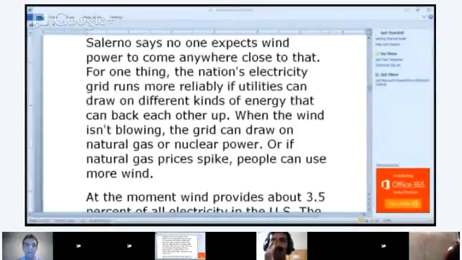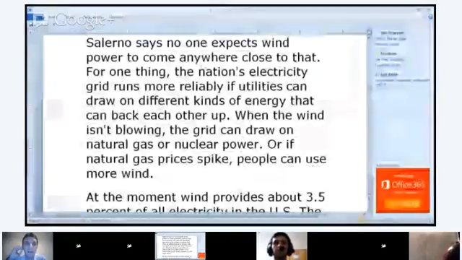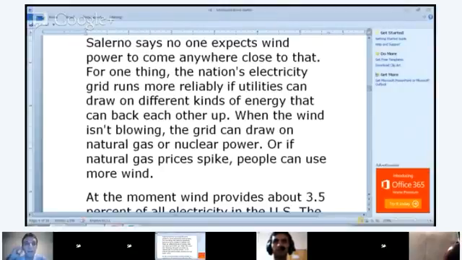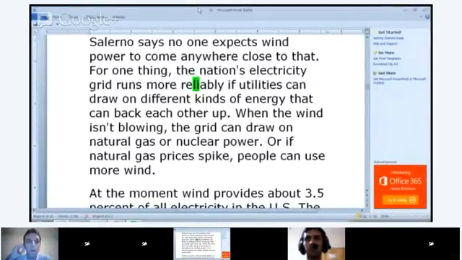Salerno says no one expects wind power to come anywhere close to that. For one thing, the nation's electricity grid runs more reliably if utilities can draw off different kinds of energy that can back each other up. When the wind isn't blowing, the grid can draw on natural gas or nuclear power. Or if natural gas prices spike, people can use more wind.